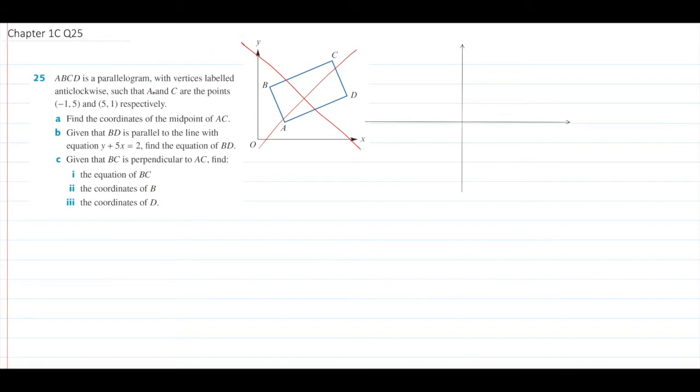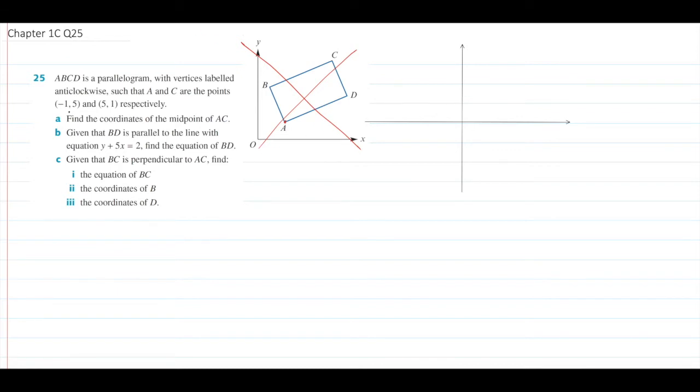Why? Because point A has the coordinates (-1, 5), but our point A over here clearly does not have the coordinates (-1, 5). Your parallelogram should be on the left-hand side somewhere. So just be careful. This diagram belongs to the previous question, Question 24. For Question 25, we're going to have to sketch our own diagram. So we might as well get into that quickly.